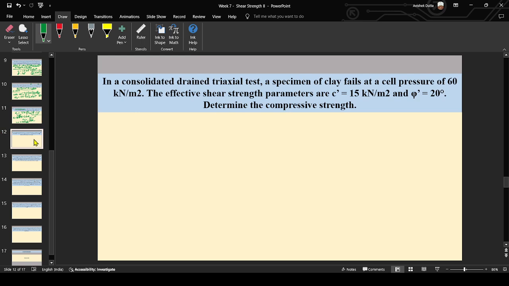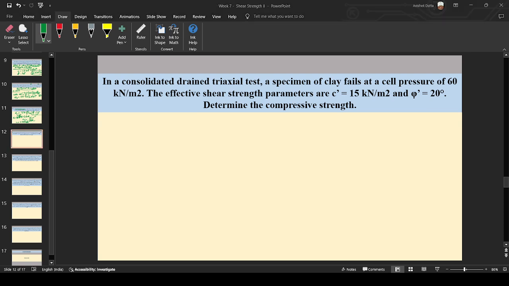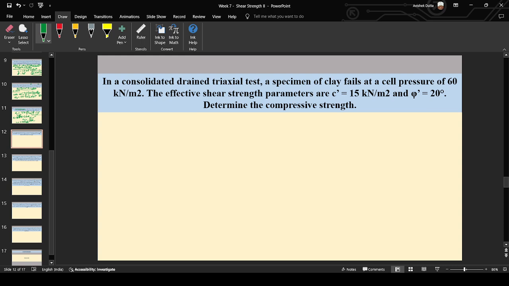In a consolidated drained test, a clay specimen fails at 60 kilonewton per meter square. The effective shear strength parameters are c equals 15 and phi equals 20 degrees. Again phi is given, so find the value of alpha. Alpha equals 45 plus phi by 2. Here we have to find the compressive strength, so this is a bit tricky. Phi is 20 degrees, so alpha will be 55 degrees.